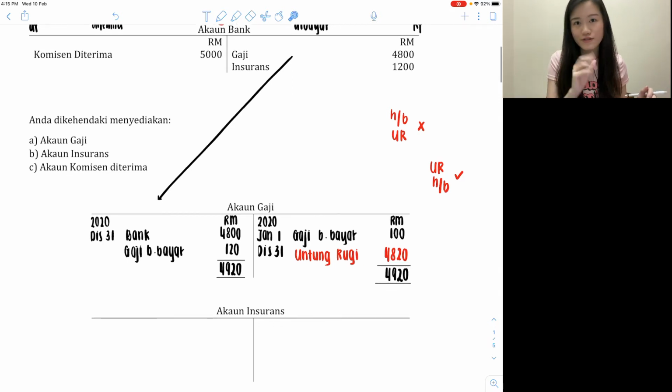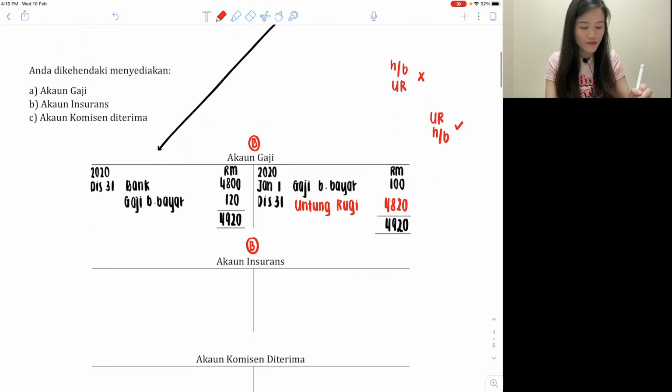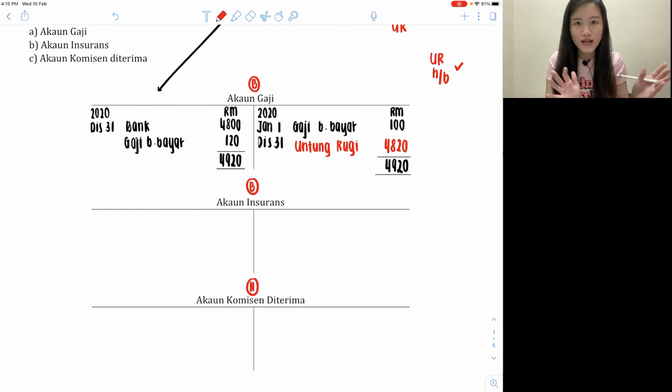Alright, so gaji demonstrate finished already. I would like you guys to try insurance on your own because both of them are jenis belanja, so it's kind of the same pattern. Now I will cover with you guys account commission diterima as the example because it's a hasil klasifikasi right now. So how should you start?